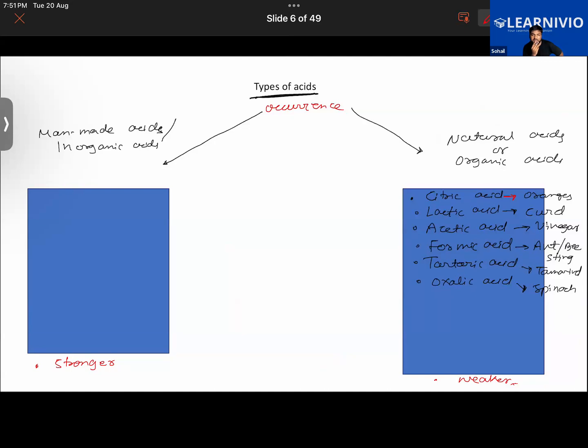Furthermore, in the previous class, we were also learning about types of acids. On the basis of occurrence, there are two types of acids: naturally occurring acids, which are also called organic acids, and the ones that are made by us in the laboratory, which are man-made acids, also called inorganic acids. Naturally occurring acids are, for example, citric acid, found in oranges, and lactic acid, found in curd. By the way, tell me which bacteria is responsible for turning milk into curd?